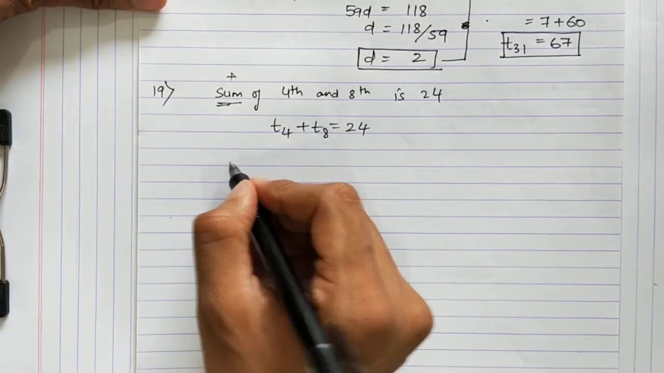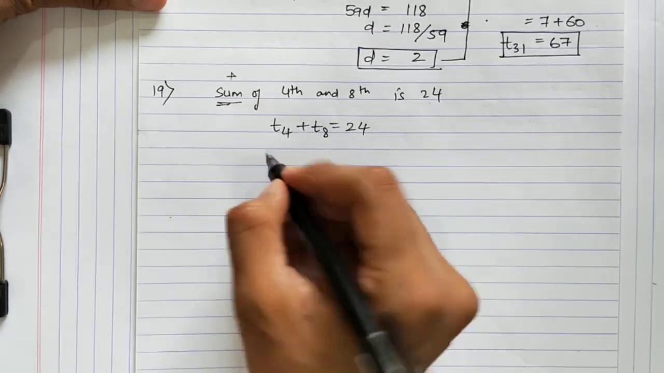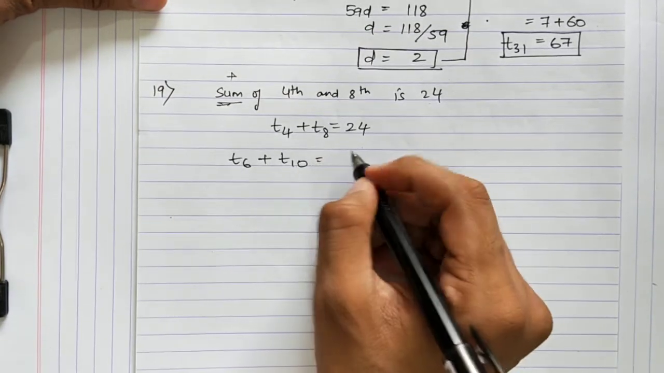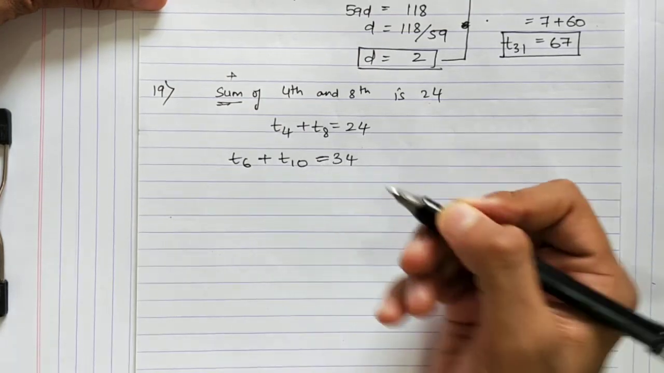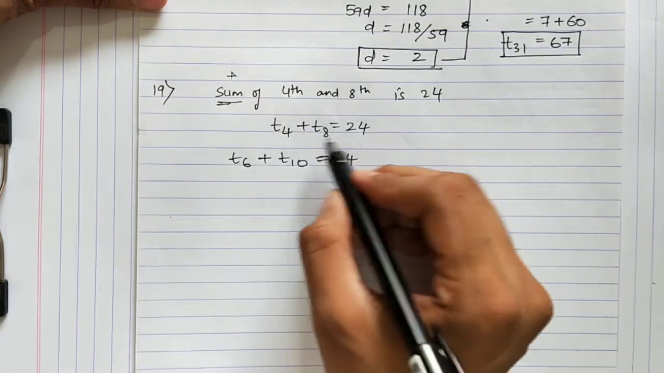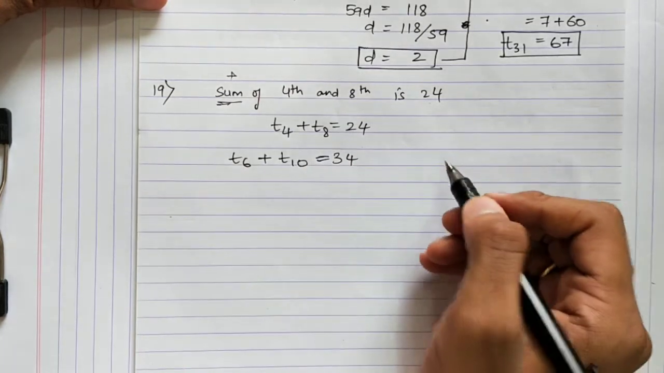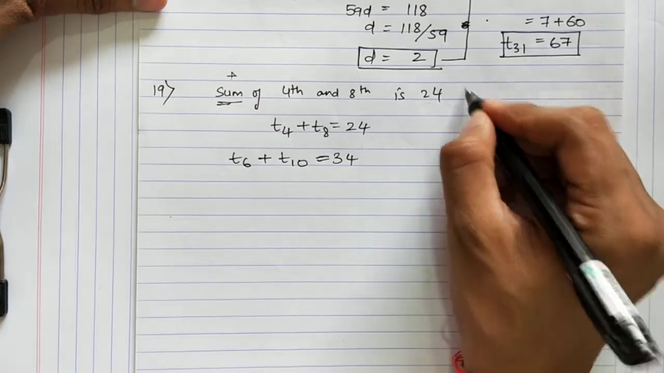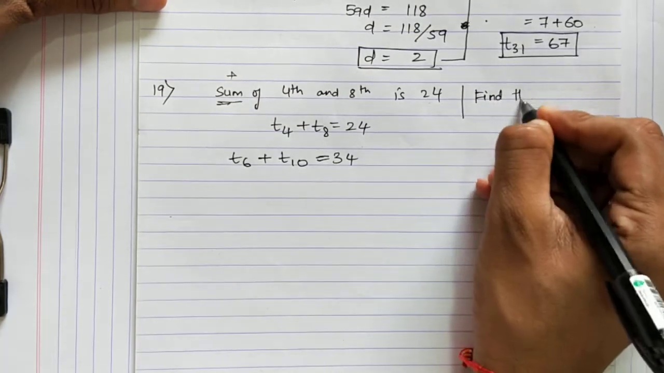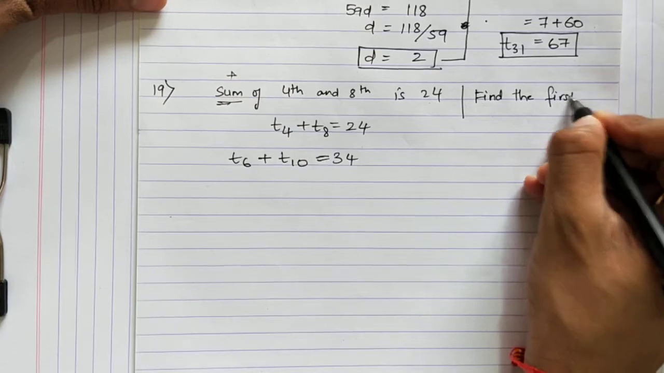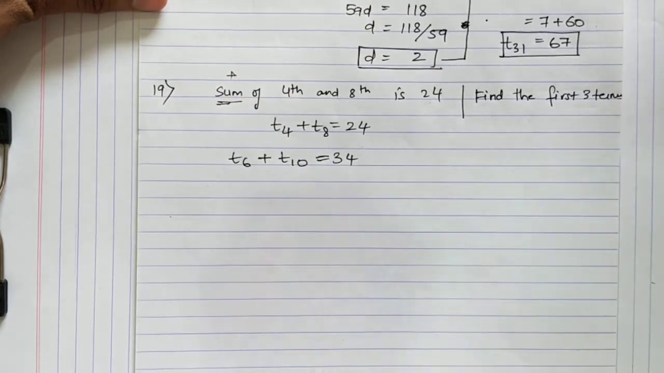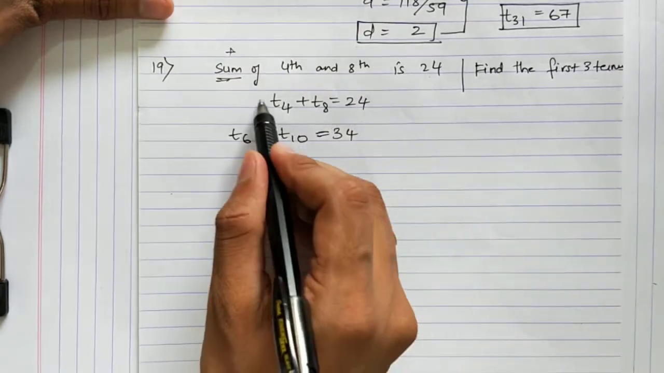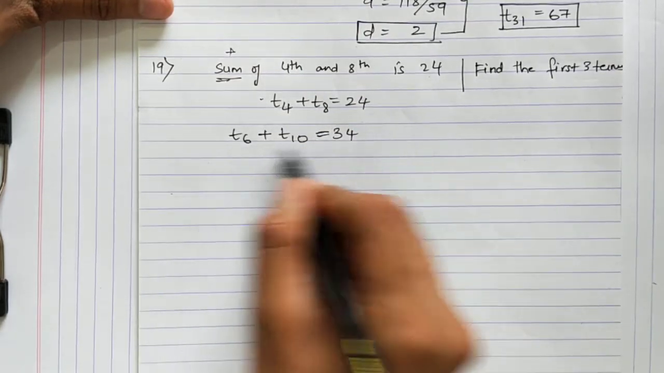The sum of the 6th term and 10th term is 34. The 4th term plus 8th term is 24. The 6th term plus 10th term is 34. The question is, find the first 3 terms of the AP. So how to do that? Very simple. Let's solve this equation first.